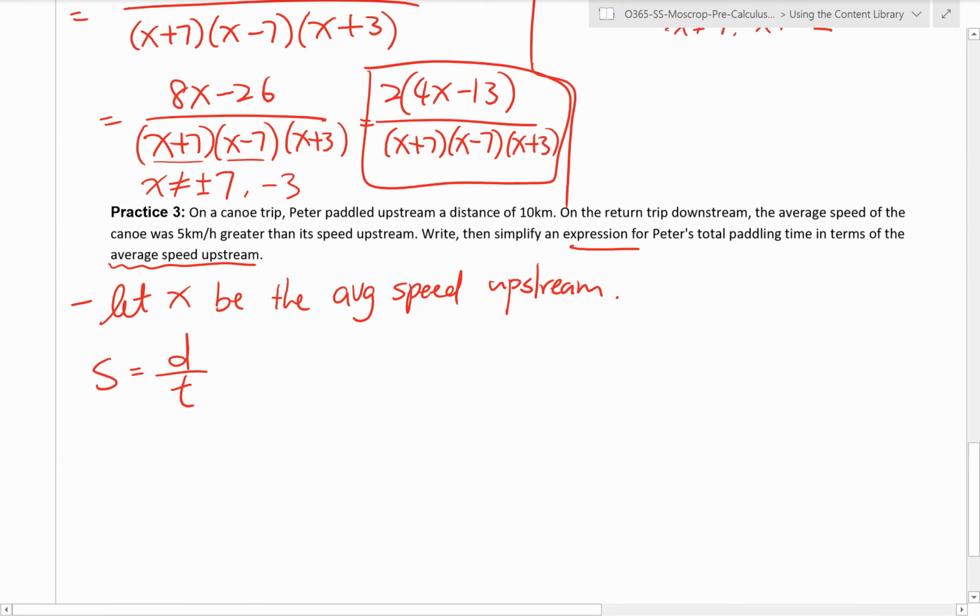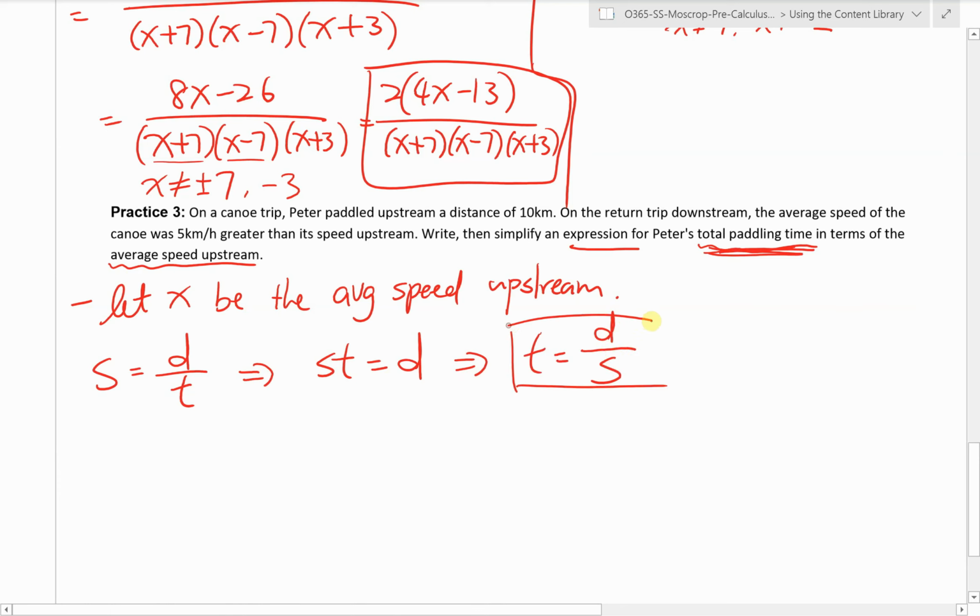But it might not be the one we are using, okay? So let's see. It says we're looking for an expression for total time. We're looking for time, okay? So here I start with this, and now I need to solve for t because we're looking for time. So this means I can multiply both sides by t. I get st is equal to d. And then I can solve for t by dividing by s. So t is simply equal to distance divided by speed. So this is the equation I'm going to use for this question, okay?